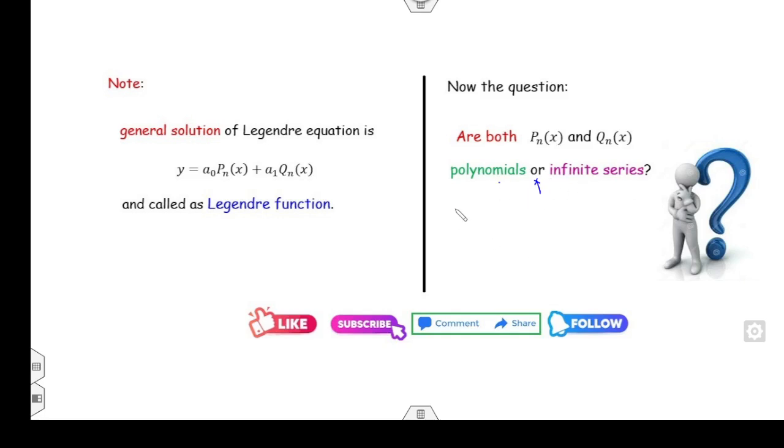But if I ask you, can you say Pn(x) and Qn(x) are both polynomials or infinite series? What is the difference between a polynomial and an infinite series? Consider, if I take a polynomial y equals 1 plus x squared, and second I take 1 plus x squared plus x cube and so on, then clearly the first one is my polynomial because it terminates after finite terms, while the second one is my infinite series.